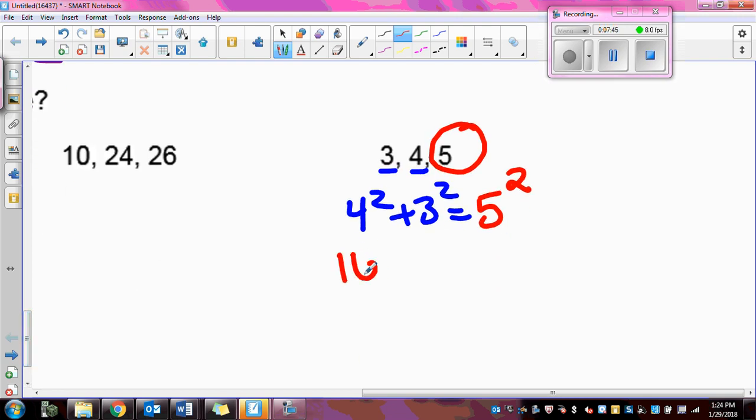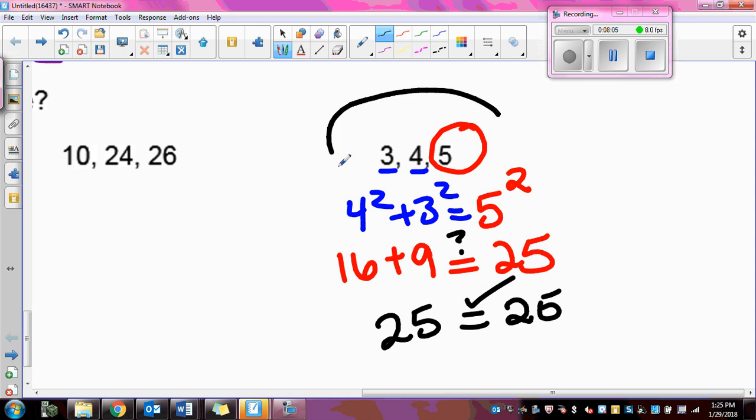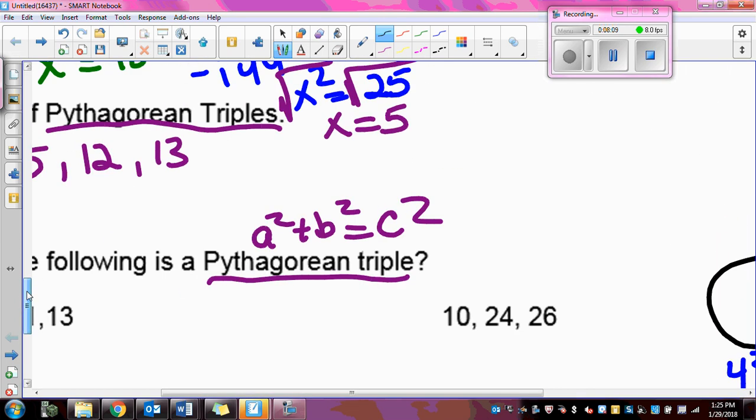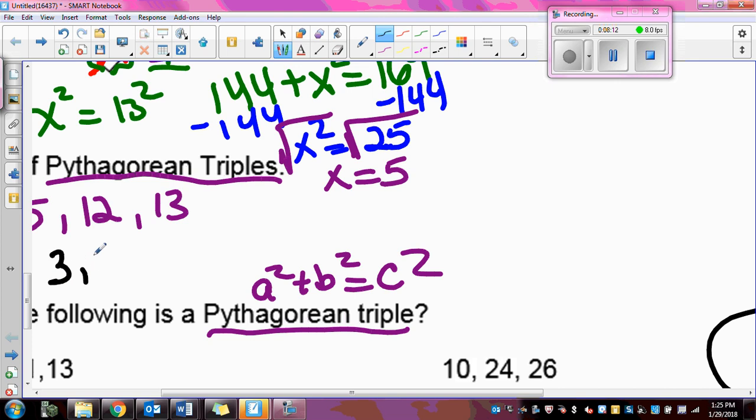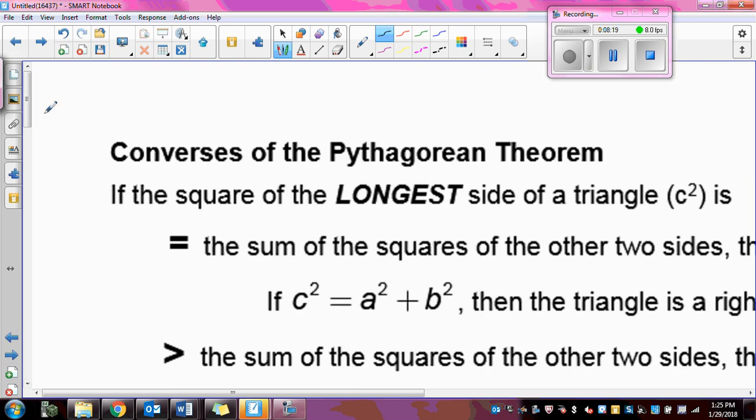4 squared is 16 plus 3 squared is 9. Does that equal 5 squared, which is 25? And we're going to put a little question mark above here. We're trying to check. Does it equal? 16 plus 9 is 25. Is that equal to 25? Yes. Since they follow that rule, a squared plus b squared is c squared, we can circle this. This is a Pythagorean triple. And this is a very famous one that we use a lot, okay? 3, 4, 5. It's a Pythagorean triple. Try to figure out some more. Go ahead and flip your paper over when you're done.